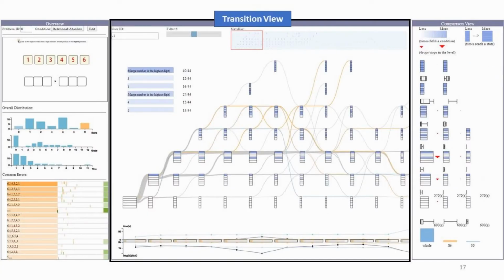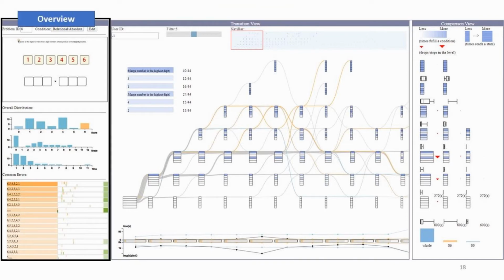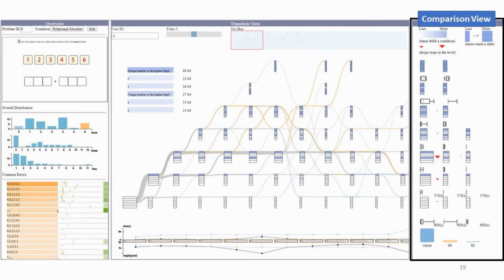The transition view introduced above is the main view of our system. In fact, QLens has 2 other views: Overview, which shows the overall distribution of students' performance, and Comparison view, which compares the problem-solving behaviors among 2 or more groups.